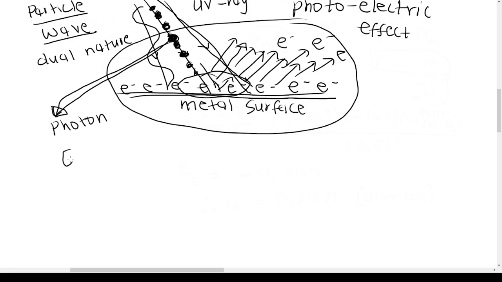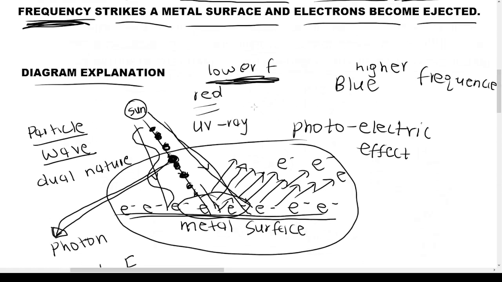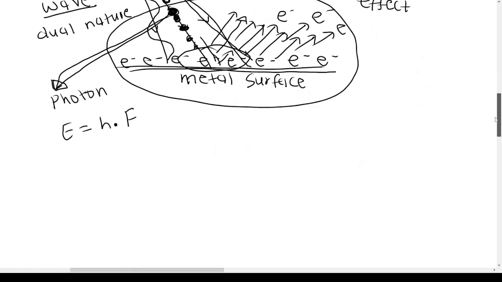There's energy. And this energy can be calculated by multiplying the Planck's constant and the frequency of that light wave. In other words, we would have to multiply by the frequency of the UV ray. Keep that in mind. Okay.